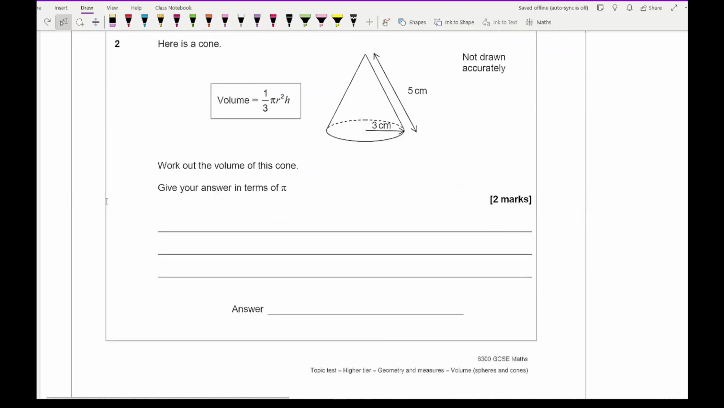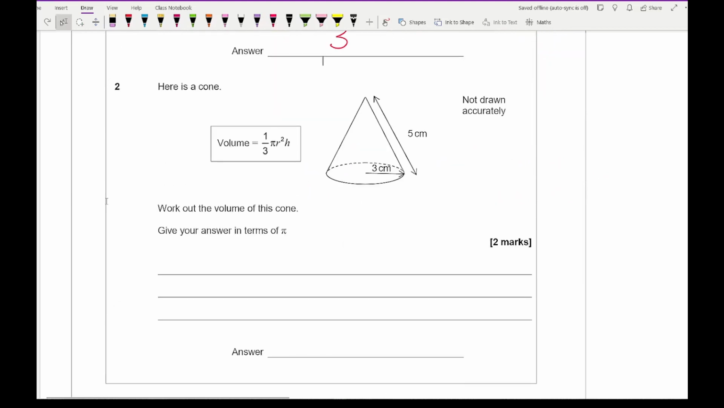Then moving on to question 2. It says here is a cone, and again we've got the formula for the cone, which is nicely given to us. It says work out the volume of the cone, give your answer in terms of pi. Here you can see that I don't know the height. I know that the radius is 3, but the height is a bit of a question mark.